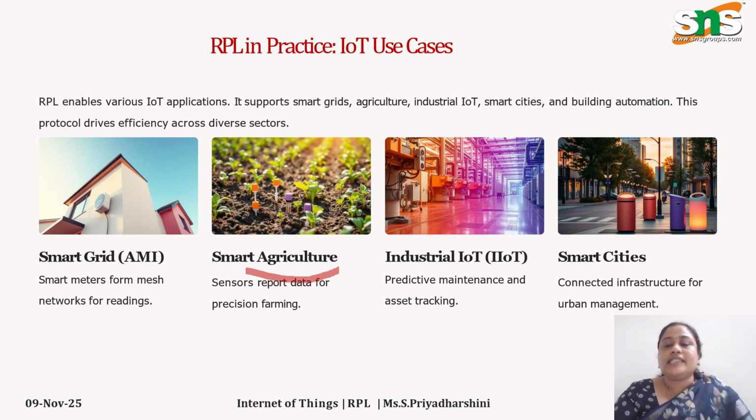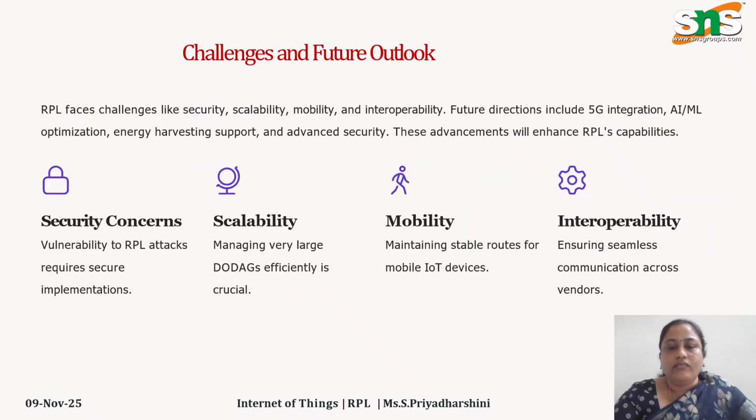Then it has a major use in industrial IoT for predictive maintenance and asset tracking. It is also widely used in smart cities and building automation. By these use cases, we come to know that the RPL protocol drives efficiency across diverse sectors.